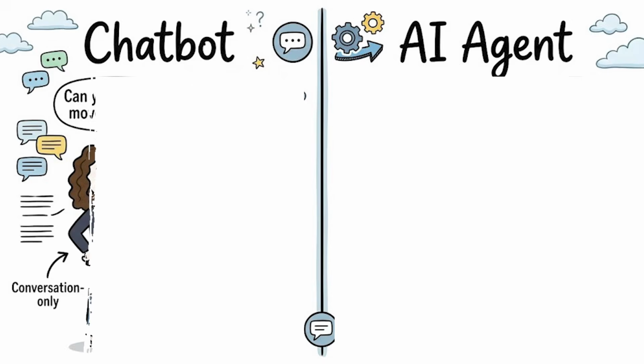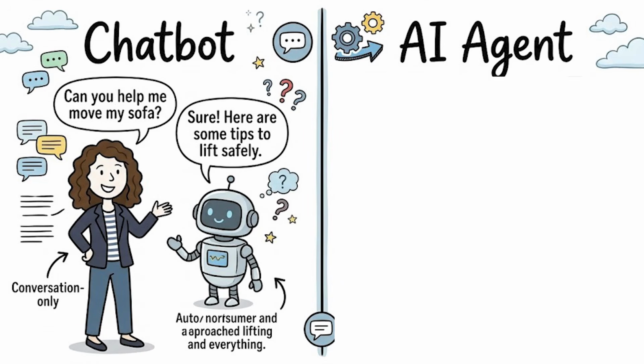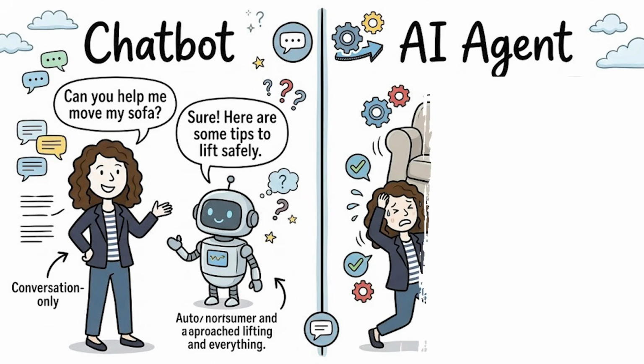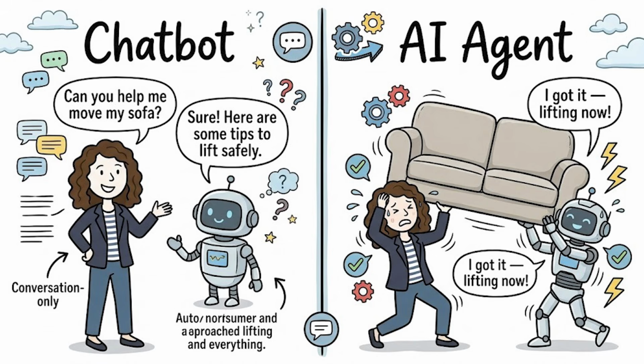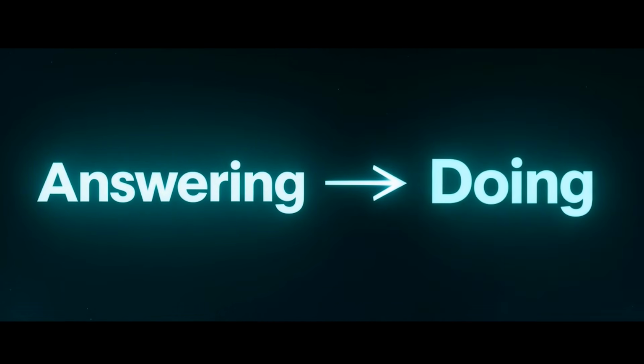Now here's an analogy. A chatbot is like texting a really smart friend a question and getting a reply. That friend's not going to actually do the work for you. An AI agent is like hiring that same friend as an assistant. You give them a goal, they go figure it out, use whatever tools they need, and then come back when it's done. That's the core difference. From answering to actually doing, taking action.